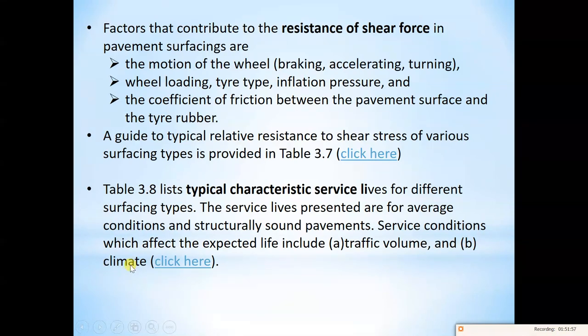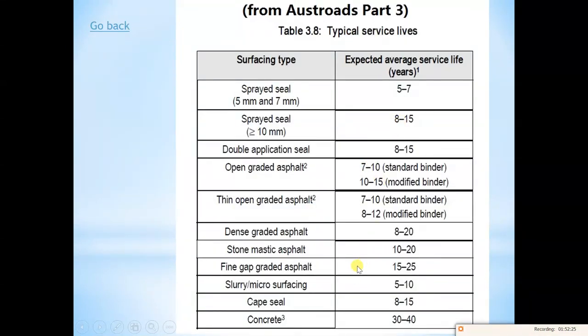Climate, I think the sun actually can do a lot of damage to the asphalt, because the UV light from the sun can oxidize the bitumen, okay, so it makes the bitumen become brittle. So the life is affected by this if you have a lot of sunshine. So look at the life here, the different types of asphalt. The open graded asphalt, the life is about 7 to 15 years. If it uses a modified binder, the polymer, you can probably go up to 15 years.